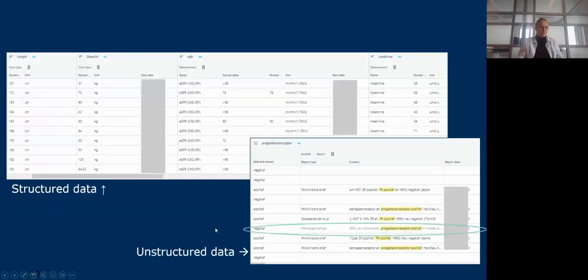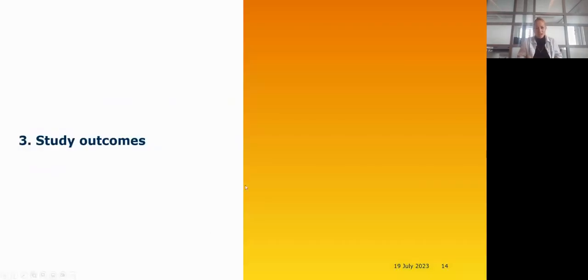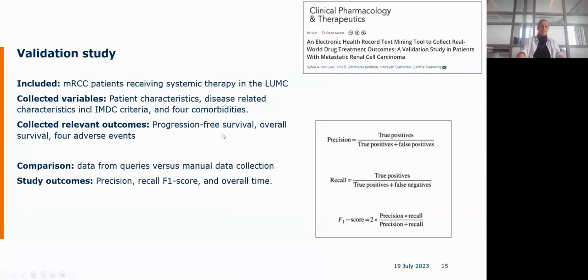I showed you this already. And now you might think, well, sounds nice in theory, but does it actually work? And that's also what we thought. So we did a validation study, of course. I put in the titles where I published it. So if you want to see it, read it, you can go over there.